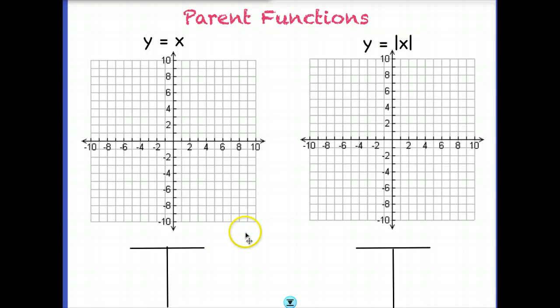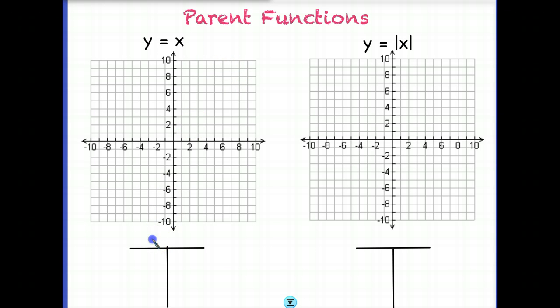Let's explore our parent functions for a minute. So if I were to graph these, there's many ways you can graph this. The first way that you are most familiar with is probably picking out the slope, which is 1, and the y-intercept, which is 0, and then starting from the y-intercept and going up 1 over 1, up 1 over 1.